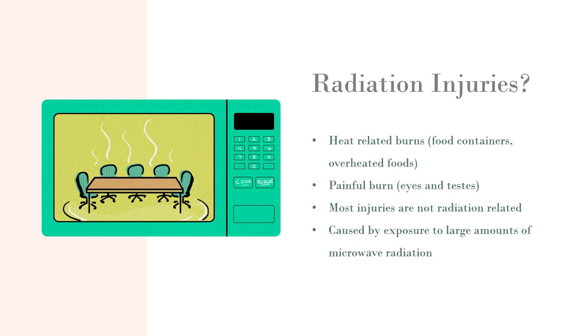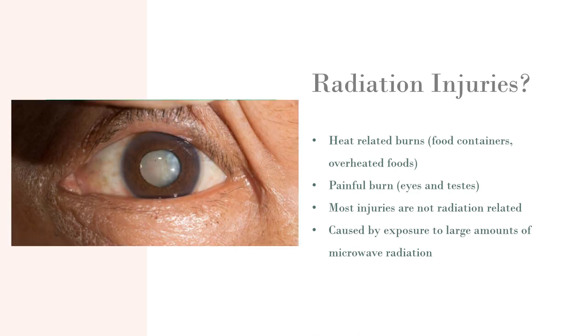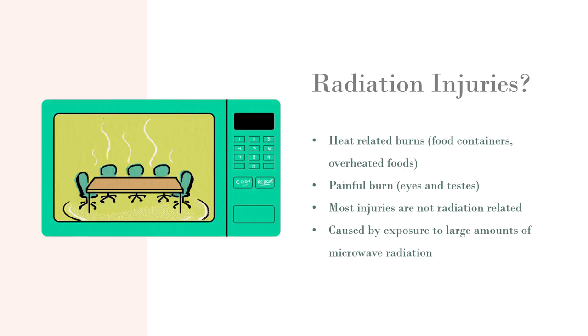Additionally, the lens of the eye is particularly sensitive to intense heat, and exposure to high levels of microwaves can cause cataracts. But these types of injuries, burns and cataracts, can only be caused by exposure to large amounts of microwave radiation. Most injuries are not radiation related. That said, there have been very rare instances of radiation injury due to unusual circumstances or improper servicing. In general, microwave oven radiation injuries are caused by exposure to large amounts of microwave radiation leaking through openings such as gaps in the microwave oven seals.